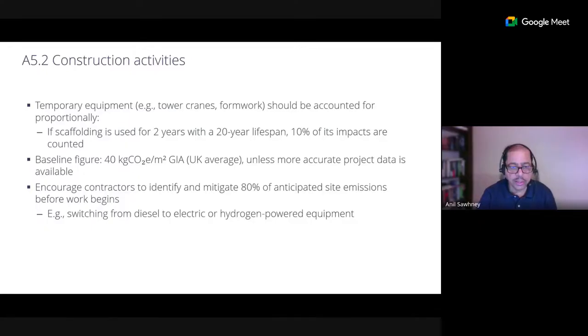So encourage contractors to identify and mitigate 80% of anticipated site emissions before work begins. So for example, switching from diesel to electric or hydrogen powered equipment. And it's happening. Like in the US, contractors are trying to move away from diesel operated construction equipment, moving to electric perhaps, and therefore already reducing the site emissions.